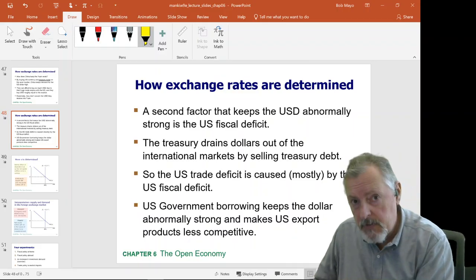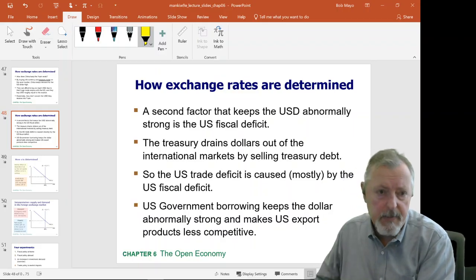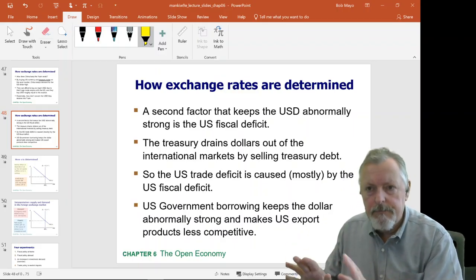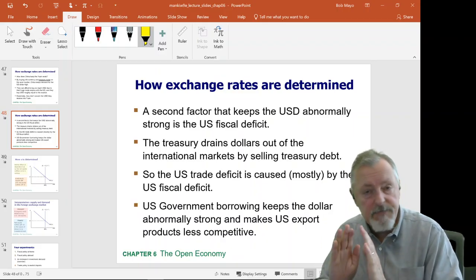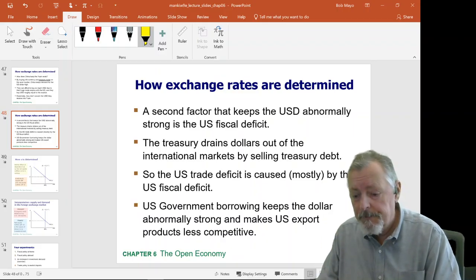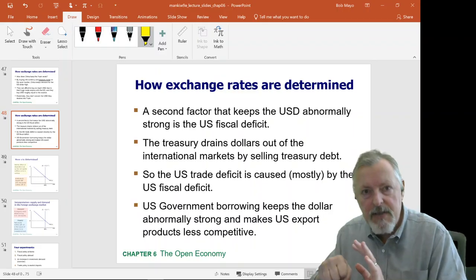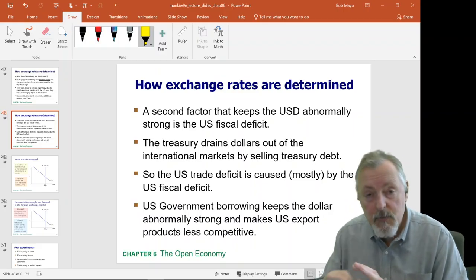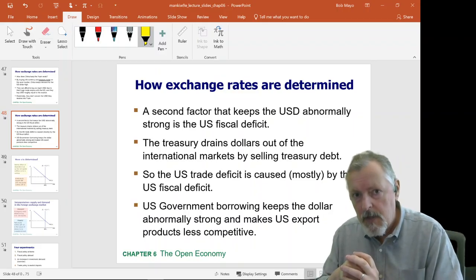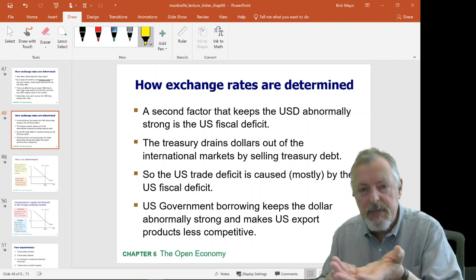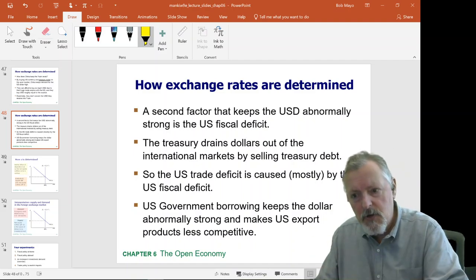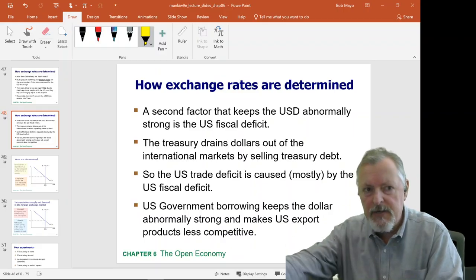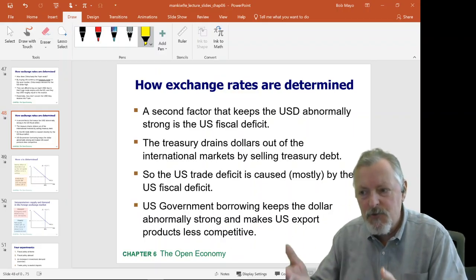If the United States government did not overspend, so to speak, if it didn't run a fiscal deficit, so it didn't have to borrow any more money, it would stop siphoning dollars out of the Forex markets, which means dollars would build up in the foreign exchange markets, which would cause the value of the dollar to go down, which would encourage our exports and eliminate our trade deficit.